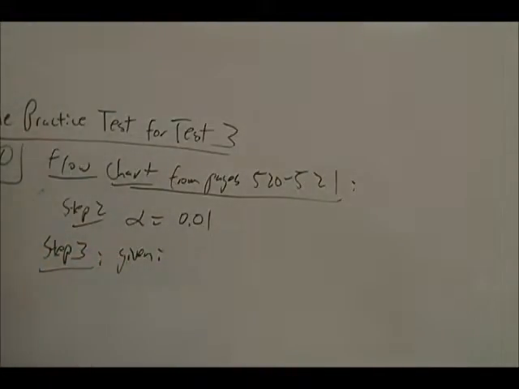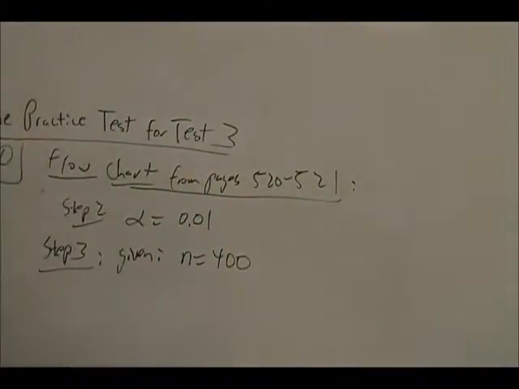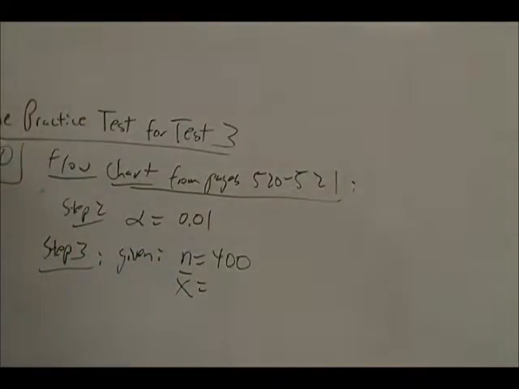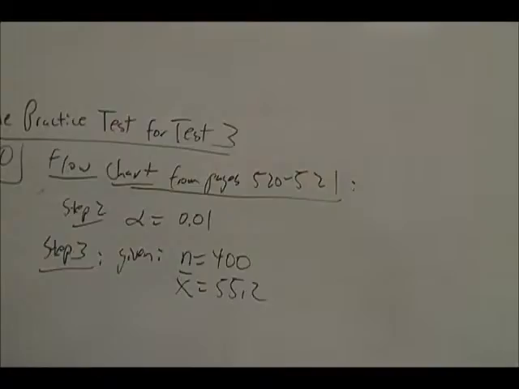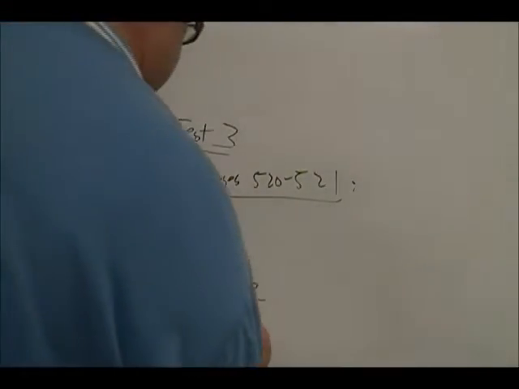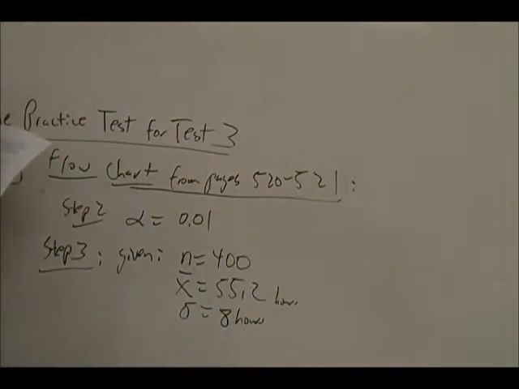Now to do step 3, we need to use what's given first. What's given here is we took a sample of 400, so n is 400, we took a sample of 400 manufactured batteries. From that sample of 400 manufactured batteries, we measured the lifetime of each one, and we came up with a sample mean lifetime for those 400, which is given to be what? 55.2 hours. So the mean lifetime of the 400 randomly selected batteries was 55.2 hours. This is all given. And the standard deviation is given to be 8 hours. Now, we can use that to plug into the test statistic that's on page 520.